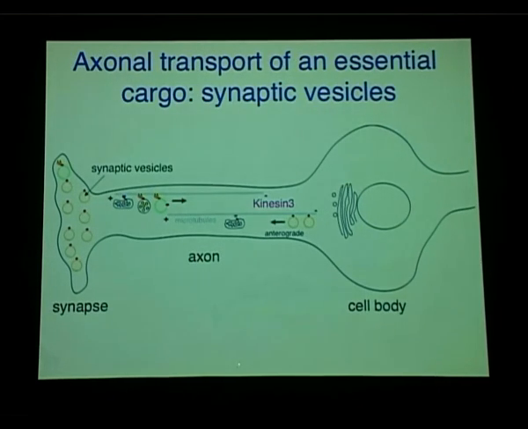So although we work on retrograde transport as well as transport of mitochondria, those are smaller efforts on our part. For today, I will focus on this one essential cargo, namely synaptic vesicles. It's essential, it's abundant in neurons, and it's critical for neuronal communication to work. The energy-consuming molecular motor kinesin 3 is essential for transporting the motor from the cell body to the synapse.